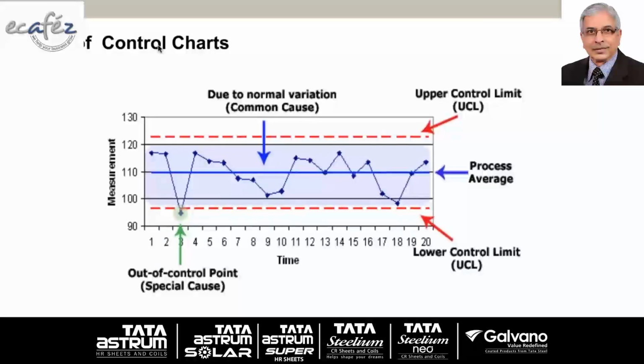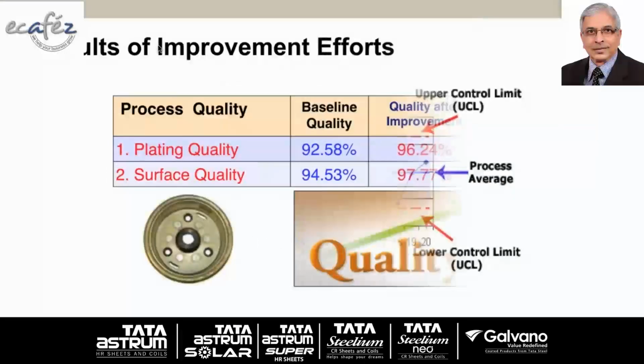So these 7 QC tools, in addition to finding solutions, provide very powerful visual communication to all the operators who do not have any proper education background. So one of the very important aspects of 7 QC tools is that it communicates visually and most effectively even to the people who are not aware of statistical techniques.